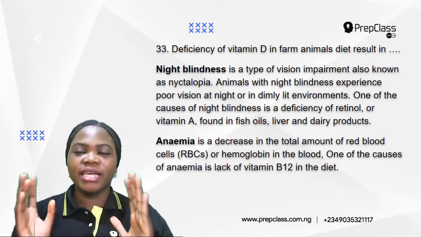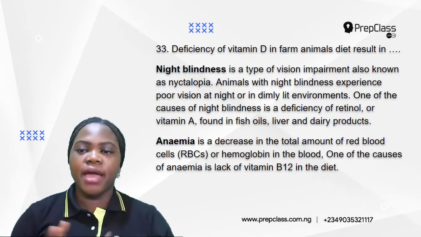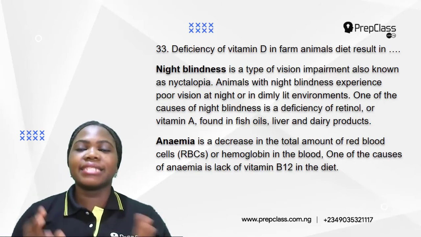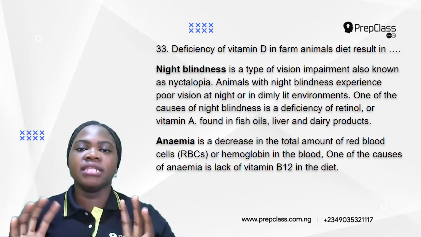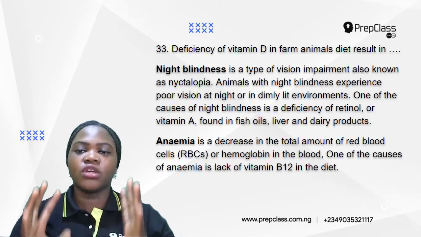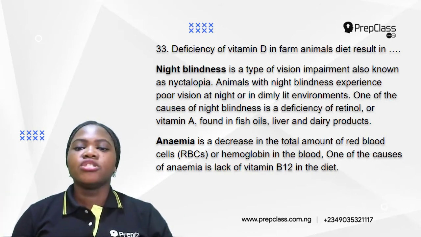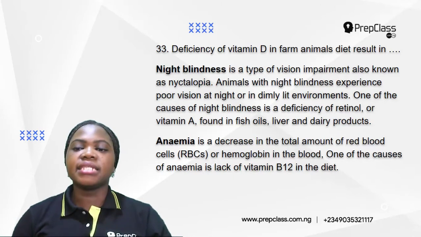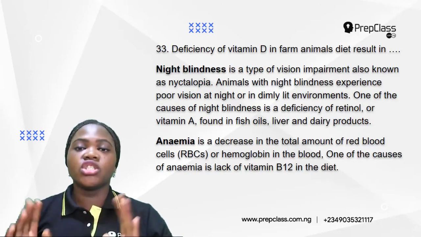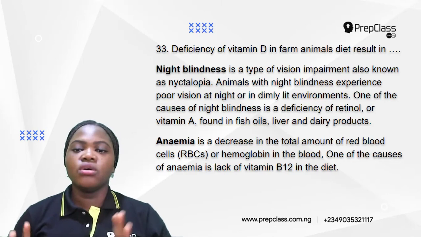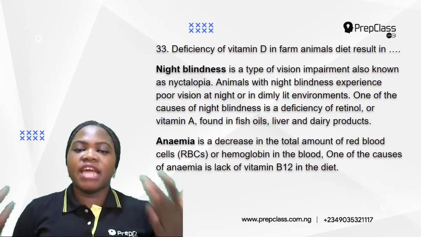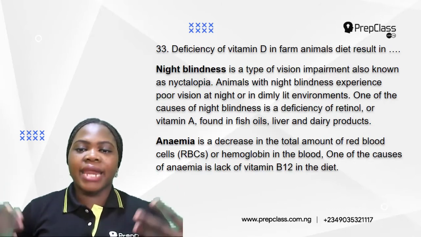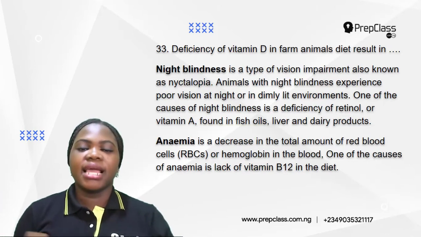Night blindness. So you can see that this is a type of vision impairment. It is also known as nyctalopia. So animals with night blindness experience poor vision at night or in dimly lit environments. If the place is not very bright, they find it difficult to see very well. One of the causes of night blindness is a deficiency of retinol, which is also the same thing as vitamin A, found in fish oil, liver, and dairy foods. So when there is a deficiency of vitamin A, an animal could have night blindness.